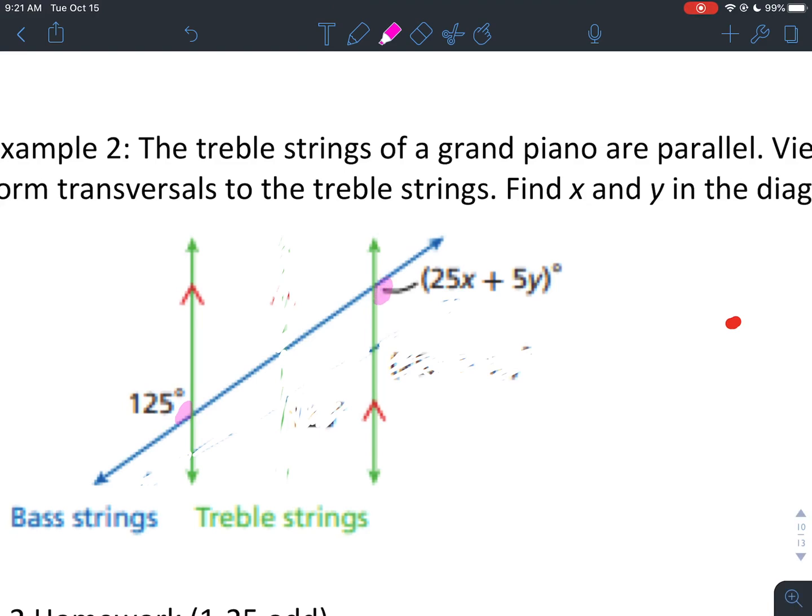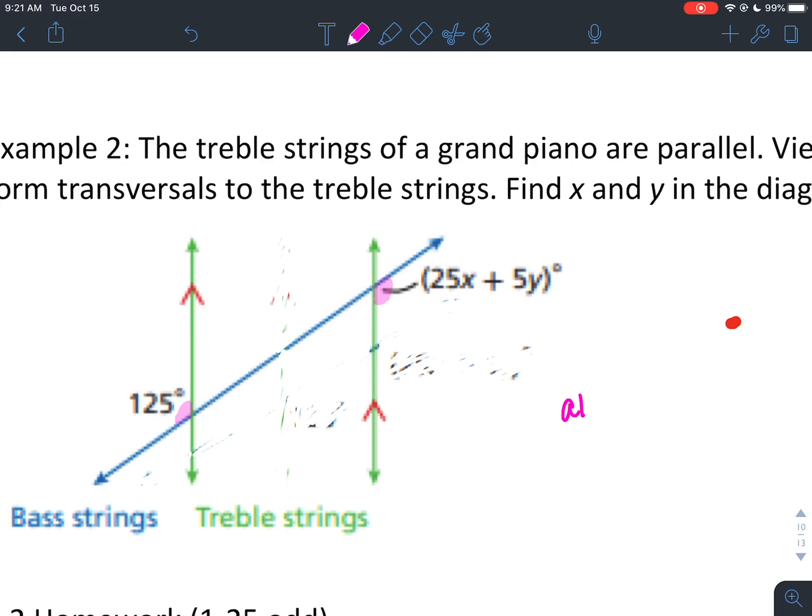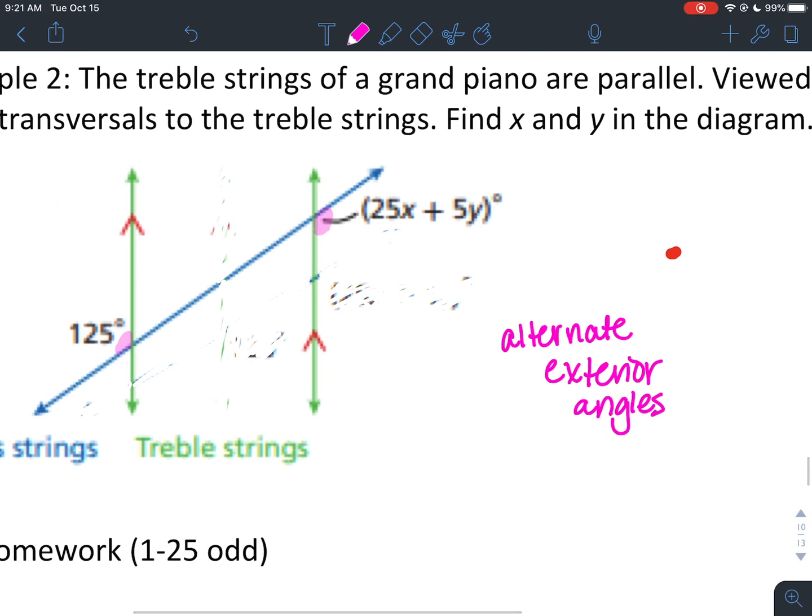And sometimes you have to take your paper and turn it on its side to see it, but those are alternate exterior angles. So I'm going to write alternate exterior angles. And what we know about alternate exterior angles is that they're congruent if and only if those lines are parallel. So the lines are parallel, that means those angles are congruent, which means their measures are equal. So I'm going to write 125 equals 25x plus 5y. Okay, so far that's what I know.